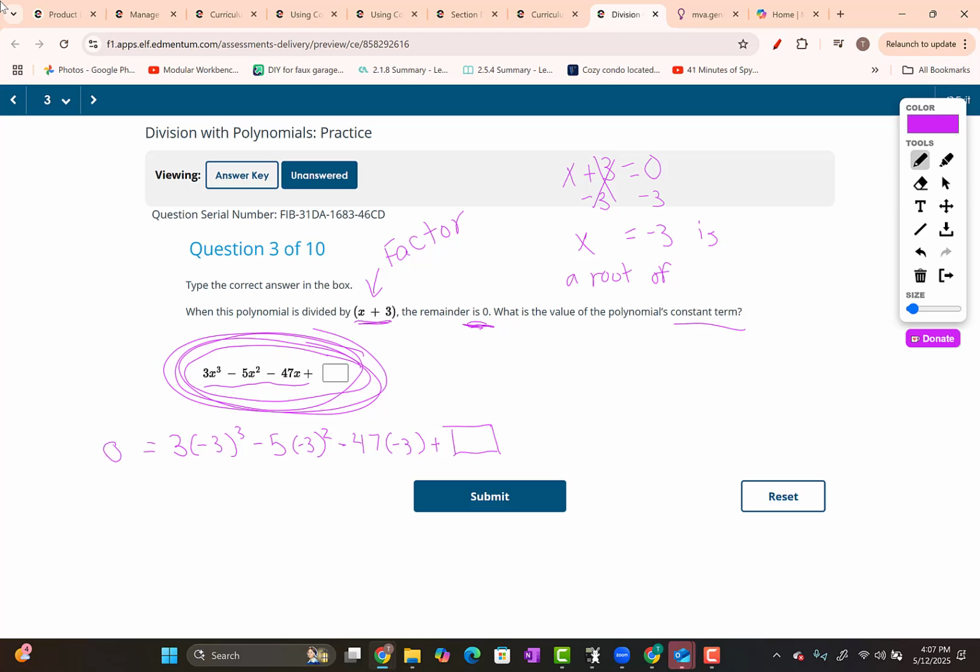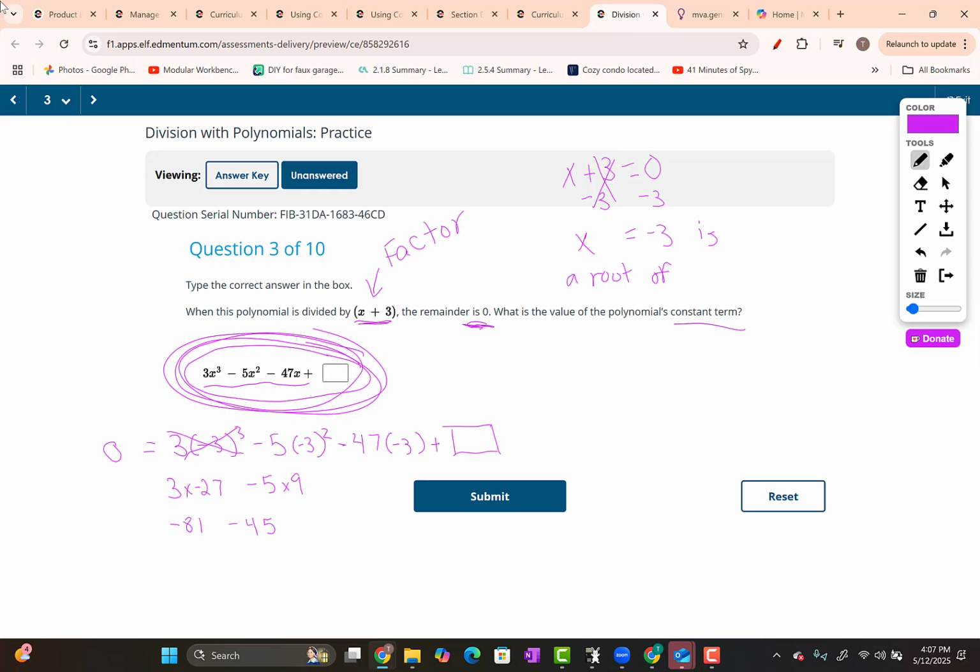We could use a calculator, but I'm going to do old school mental math. Negative 3 raised to the third power, that's just negative 3 times negative 3 times negative 3, and that is negative 27. 3 times negative 27 is negative 81. So I've taken care of this part of the problem. Second part of the problem, negative 3 squared is positive 9. And negative 5 times positive 9 is negative 45.